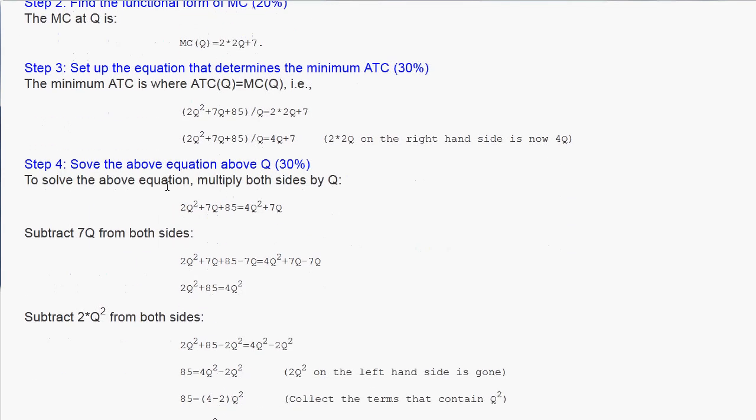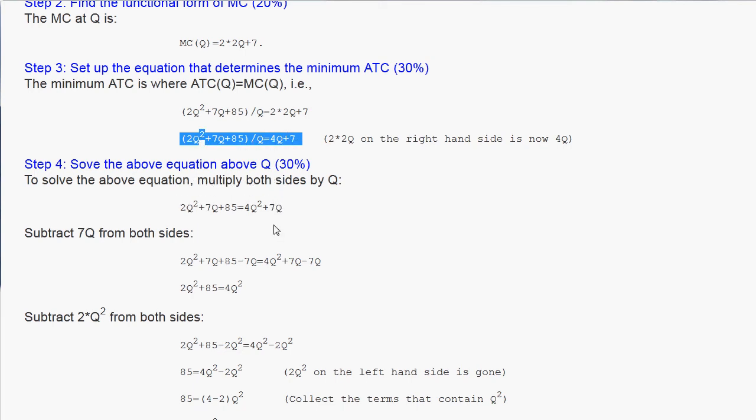Let's solve this equation. How do we solve this equation? Well, let's multiply both sides by Q. So we have 2Q squared plus 7Q plus 85 here. And now on the right hand side, it becomes 4Q plus 7 times Q. That becomes 4Q squared plus 7Q. If this is a little bit difficult for you, write it down in your scratch paper and try it yourself. Anyway, we can go from here to here.